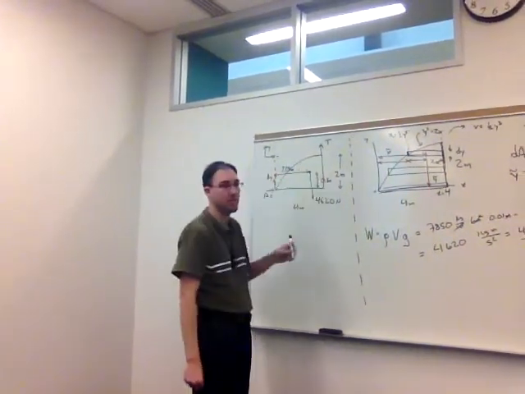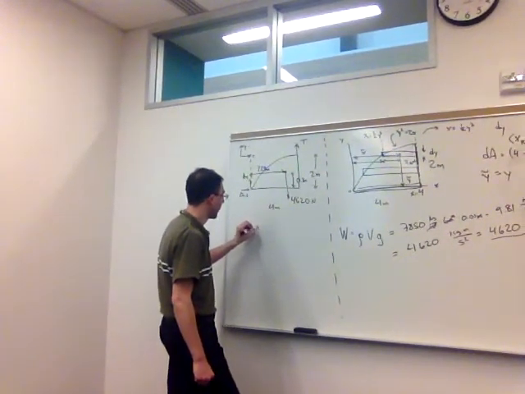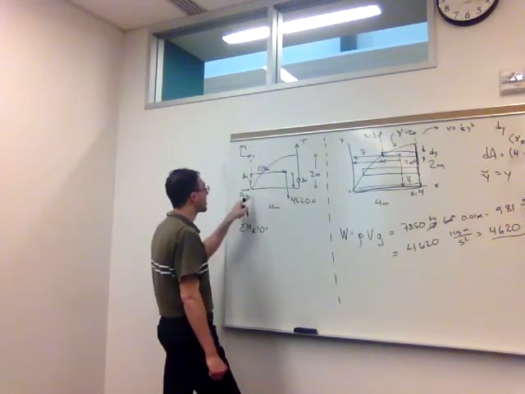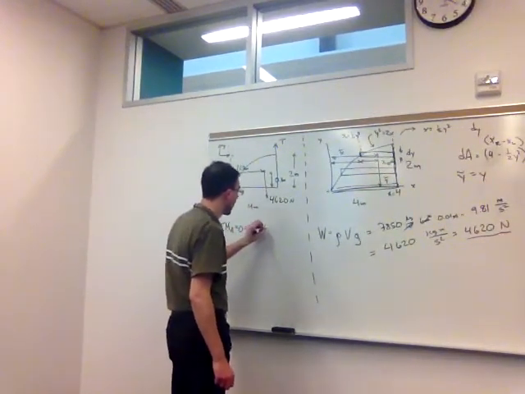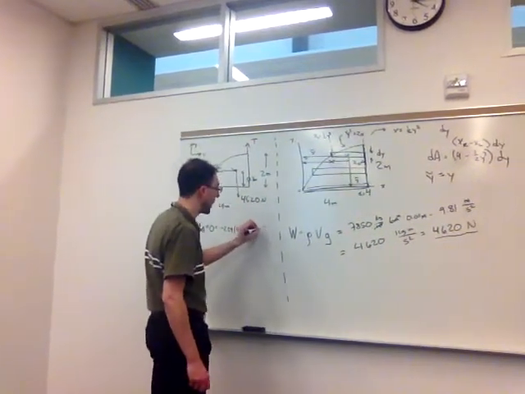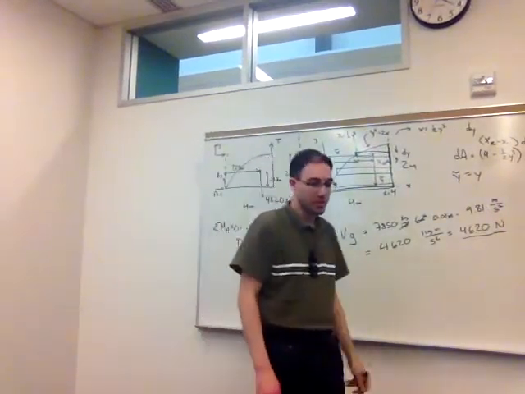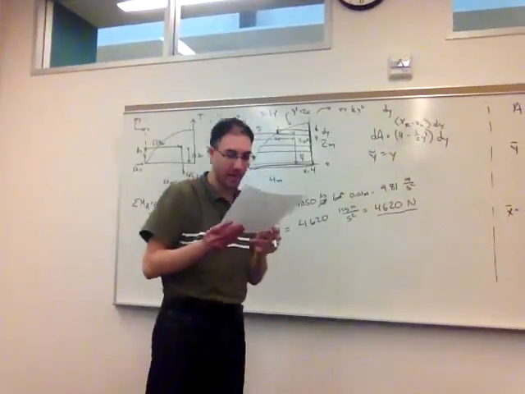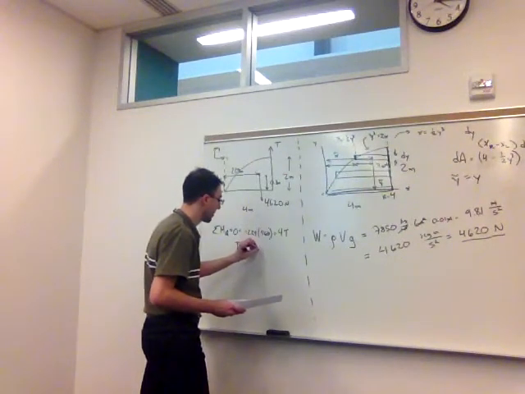We're left with these three supports that we don't know. So if we take the sum of moments around A equal to 0, it's going to be negative 2.29 times 4620 plus 4 times T. So the tension in the rope for this to be in equilibrium is going to be 2,650 newtons.